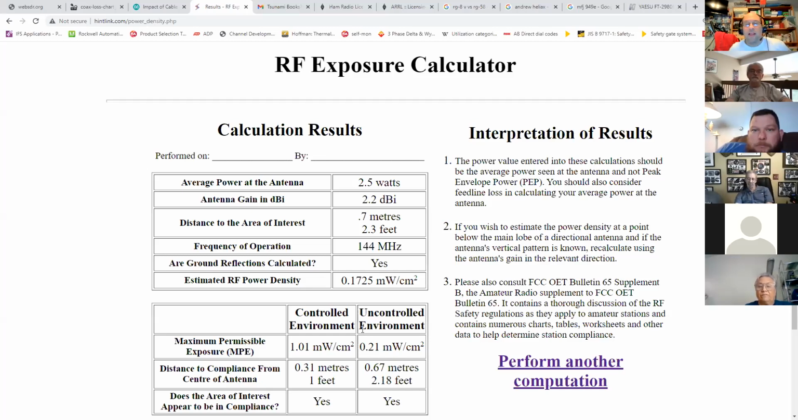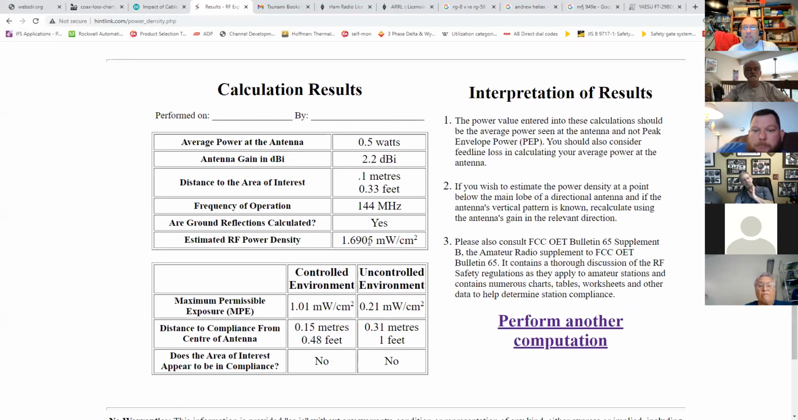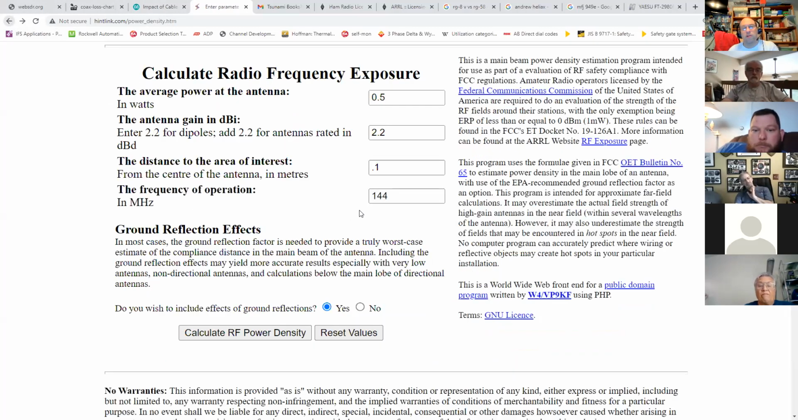So that's the other reason why, if I can, I would like to run, let's say, a 1/2 watt average, which is like a 1 watt transmitter. And let's put it back at 1/10 of a meter from my head. It's still not safe, but it's closer. So now let's turn the antenna the other way.